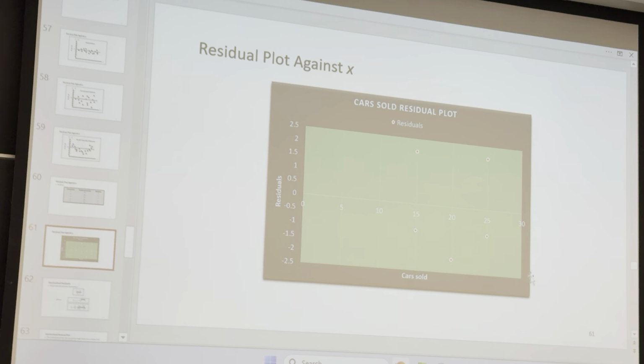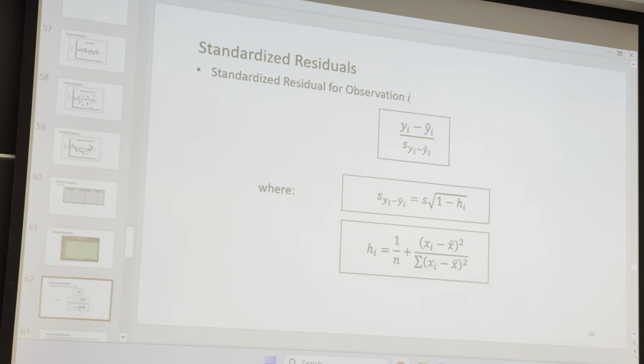So this is a lot of residuals. I showed it to you. We are not looking at all this computation of standardized residual, okay? We are just going to be picking them up from the Excel output.